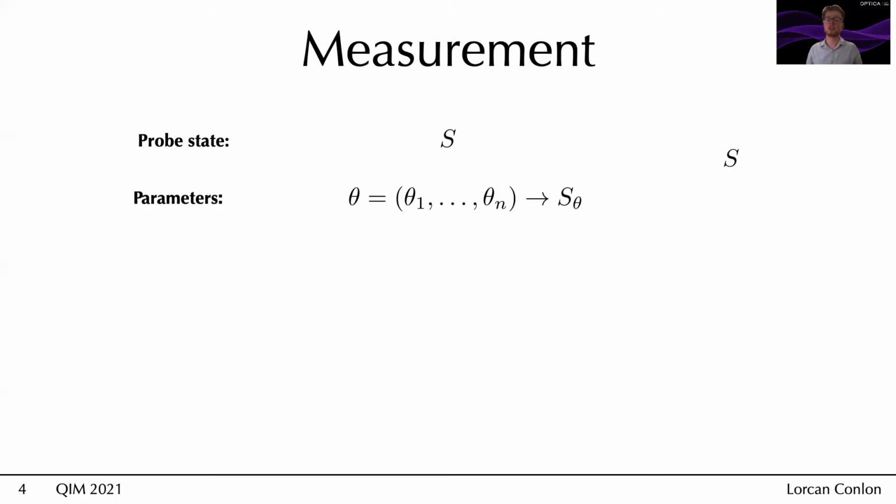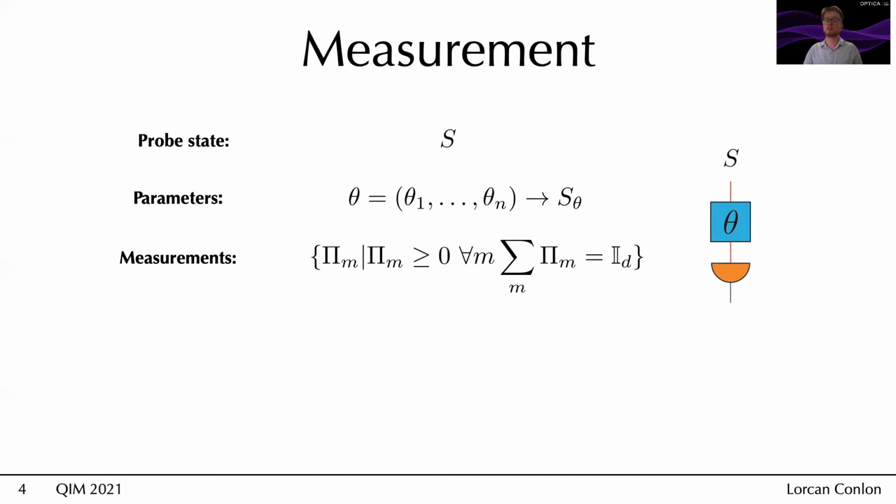These quantities are encoded on the density matrix of the system, and this generally happens in one of two ways. Either we wish to learn something about the quantum state itself, or the quantum state passes through some channel, and the parameters of the channel are encoded onto the density matrix. In order to learn about these parameters, we then measure the quantum state. And the most general measurement in quantum mechanics is a positive operator valued measure, or POVM, denoted here by pi m.